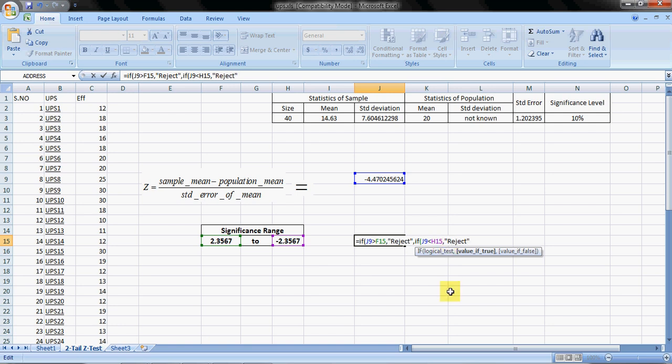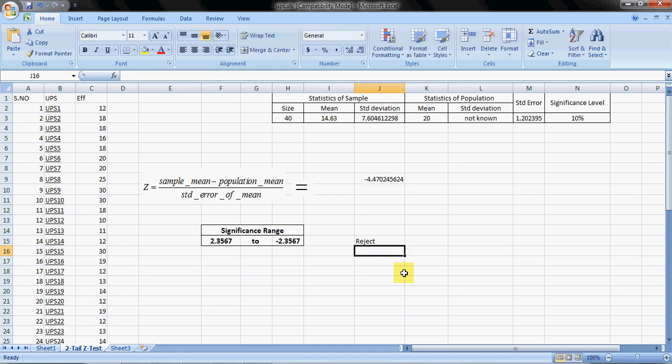Now, if both the values are not rejected, so it falls between these two values, then we will accept the hypothesis. So here we will reject because this value falls out of this particular range. This means the claim the executive has made here, that the average UPS backup is 20 minutes, is false. So simply, we will not purchase the UPS.